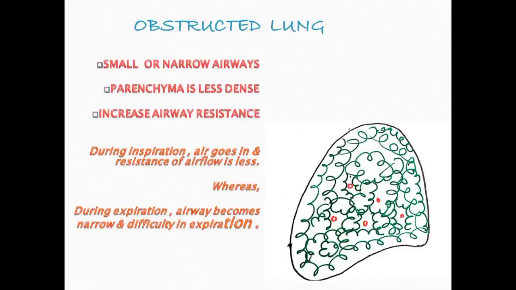So what we said is that in the obstructed lung, the airways are getting narrowed, the parenchyma is less dense, and there is increased airway resistance. During inspiration, air goes in and resistance to airflow is less because of the expansion of the airways. Whereas during expiration, the airway becomes narrow and there is difficulty in expiration.